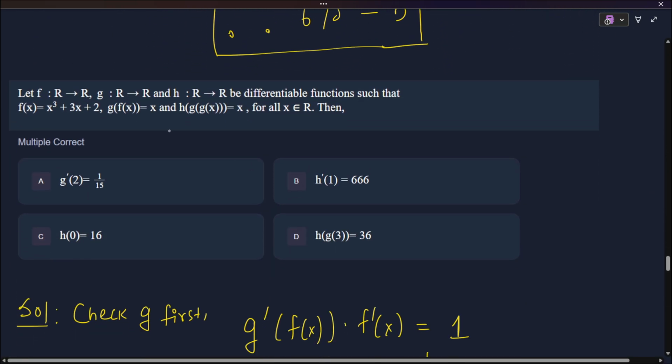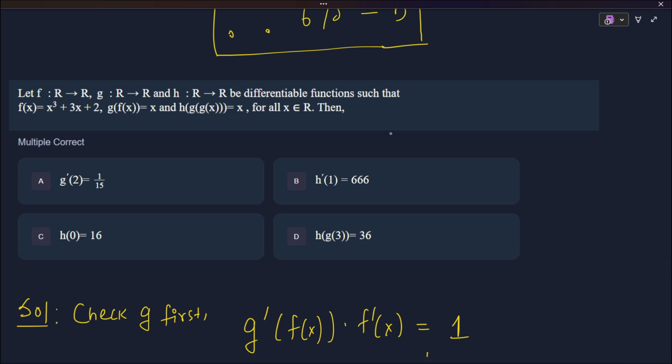Okay. Now we have another problem here, and this is a problem from differentiation which I was mentioning in the beginning of the video. So this kind of problems are very tricky and calculative. That is why I've explained in detail so that you do understand all the steps that are involved in order to solve this problem.